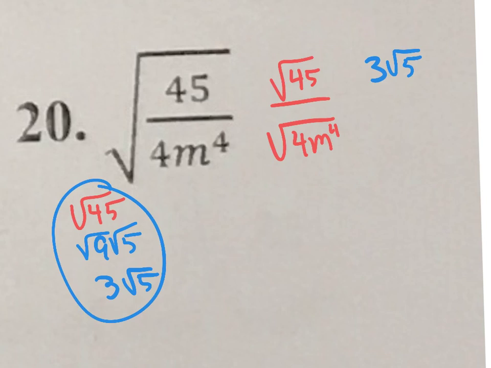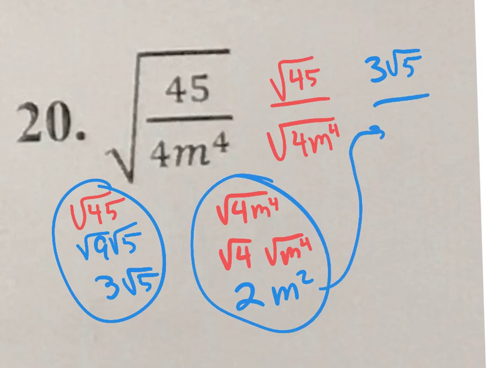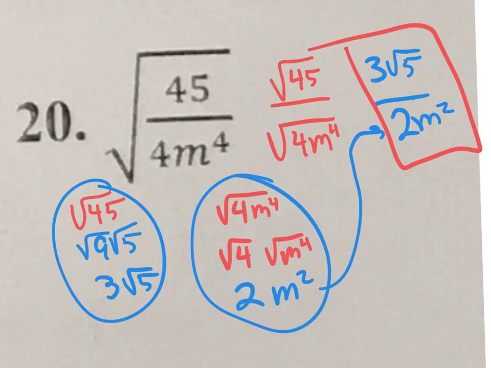Now the other one, it's like a separate problem, the square root of 4m to the fourth. You're going to split the root to each of the terms. So the square root of 4 and the square root of m to the fourth. What is the square root of 4? 2. What's the square root of m to the fourth? m to the second. So instead of the square root of 4m to the fourth, I'm going to write 2m squared. And ladies and gentlemen, we are done. It's 3 square root of 5 over 2m squared.